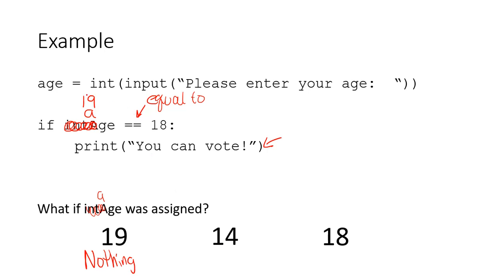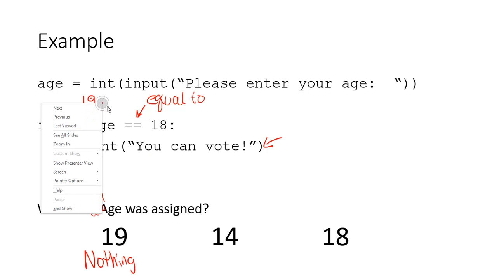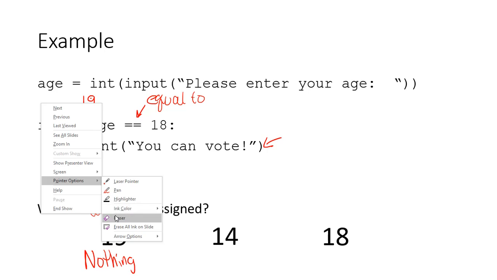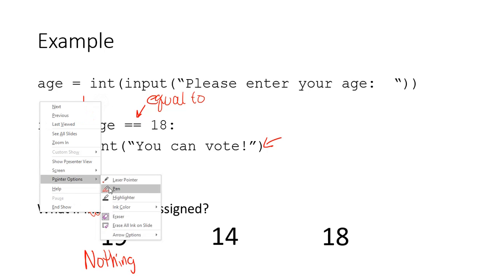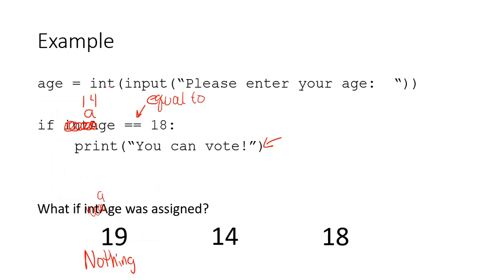What about 14? Let's say we change this, instead of 19, to 14. So that's what the user typed in for my input. Is 14 equal to 18? No. So again, nothing would happen once more. Keep that in mind. That's going to continually happen, in which you might not have anything print. That's an if statement, okay? Because we have the ability to decide when things should happen.